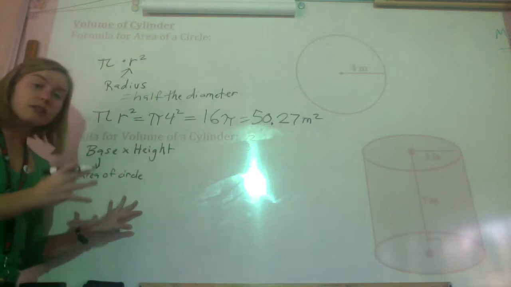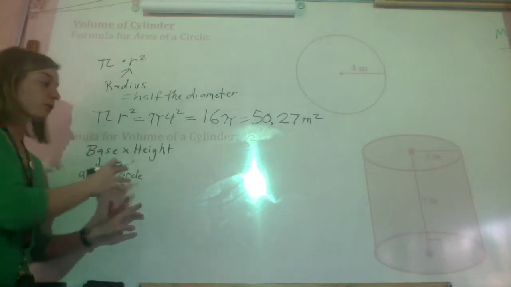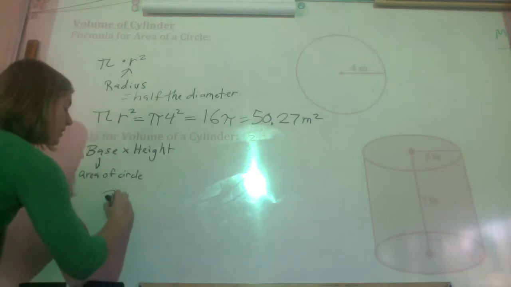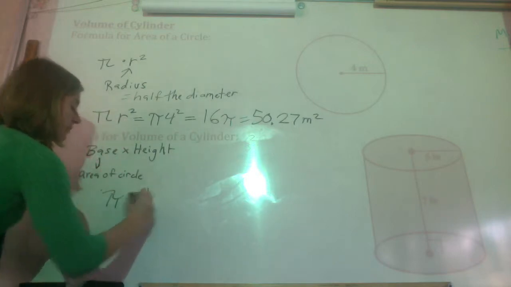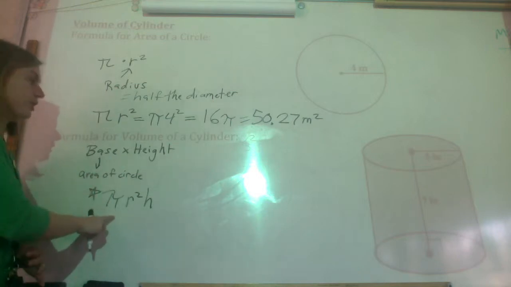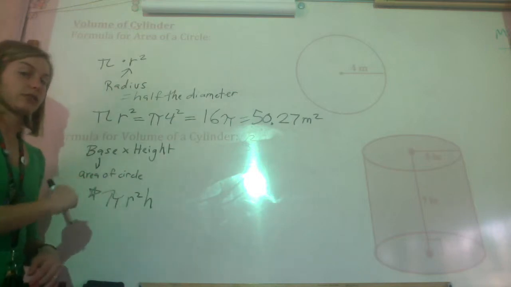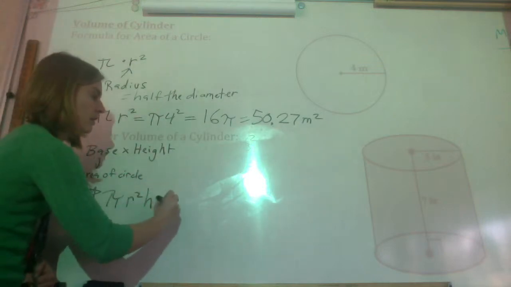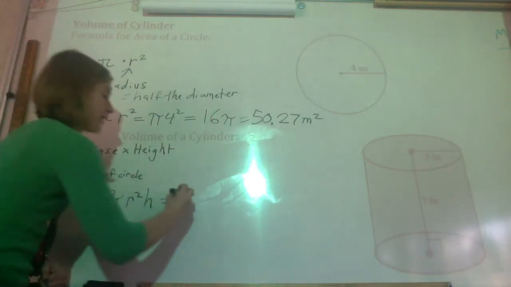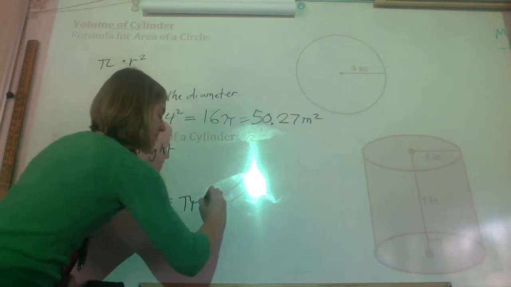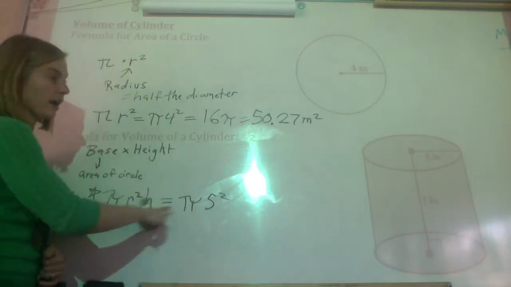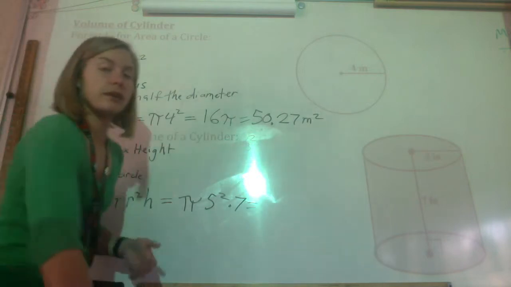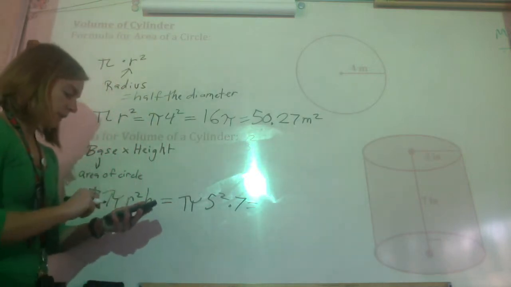So altogether, your actual formula for the volume of a cylinder is going to be the area of a circle, so pi radius squared times your height. So this is going to be the formula you're going to use for the volume of a cylinder. So now we can just take the numbers and put them in. So in this case, our radius is 5. So we have pi times 5 squared times our height, which is 7. And then we can just put these into our calculator and find out.